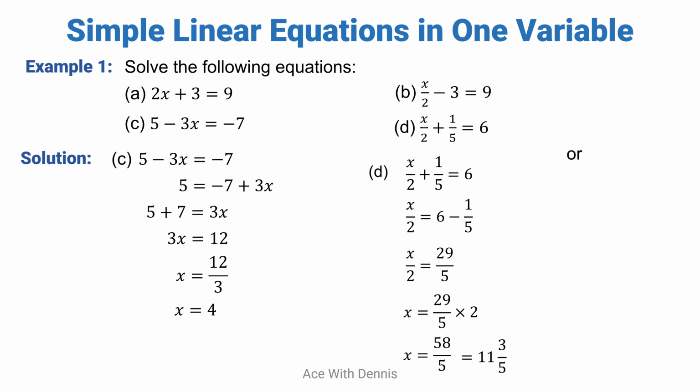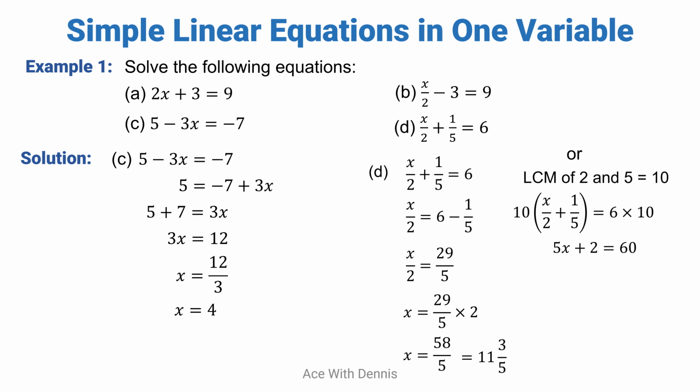Another way you can do here is we use the first 4 basic rules here. We find the LCM of 2 and 5 first, which is 10. Then we multiply 10 for both sides, so that we can change the fraction to become whole number. So after multiplying 10 for both sides, we will get 5x plus 2 equals 60. As you can see, all the terms here, we don't have any fraction.